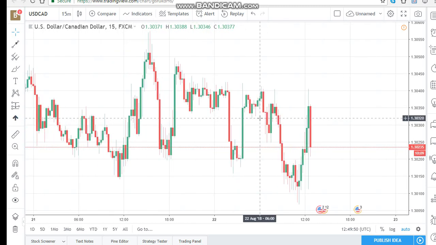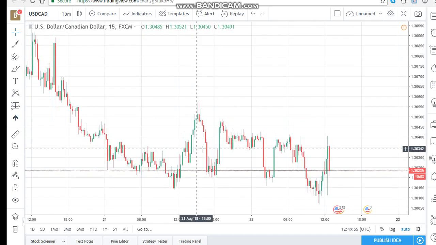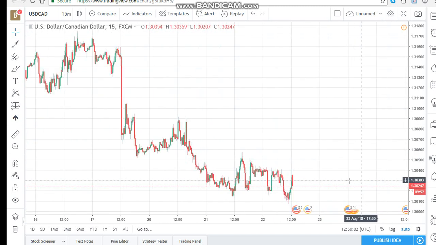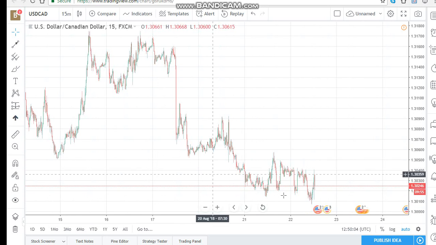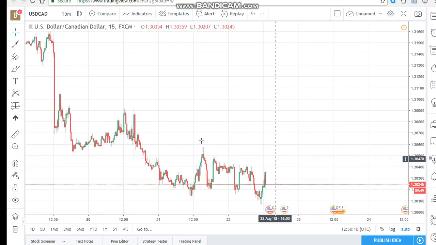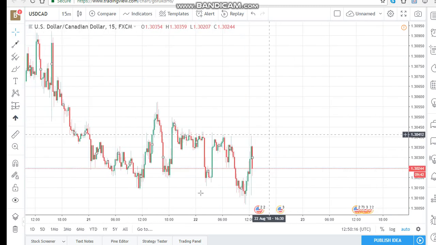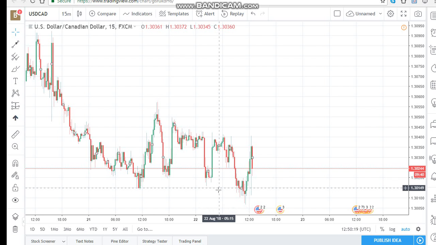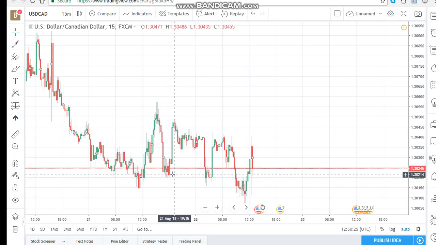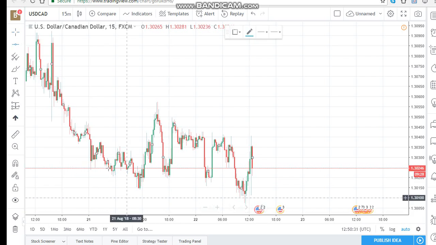Okay, so when you figure that out, now you must draw your lines. Let me just zoom in a little bit for you to be able to see properly. What you want to see is this trend. How is it moving? Is it going up and down like this trend is doing? And how will you be able to predict its next movement? So you draw what we call the trend lines.